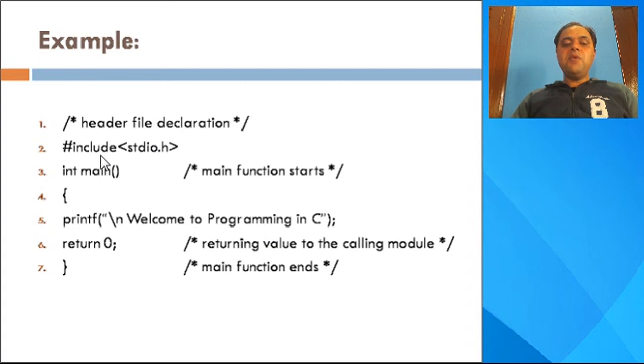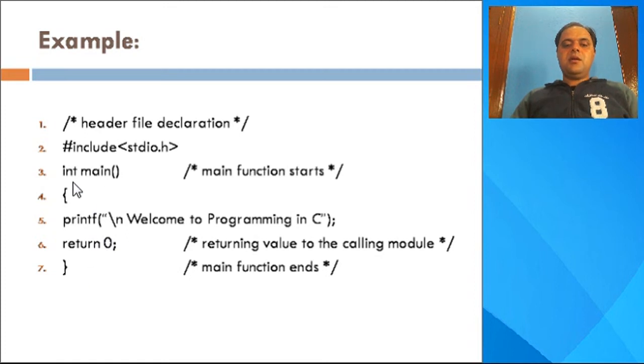We have included the file standard input output.h because we have to use the printf function. Printf is the output function, and its definition is written in this file, standard input output.h. Then return 0. Every function needs to return a value. If we don't return a value, we will get a notice from the compiler that the function has not returned a value.